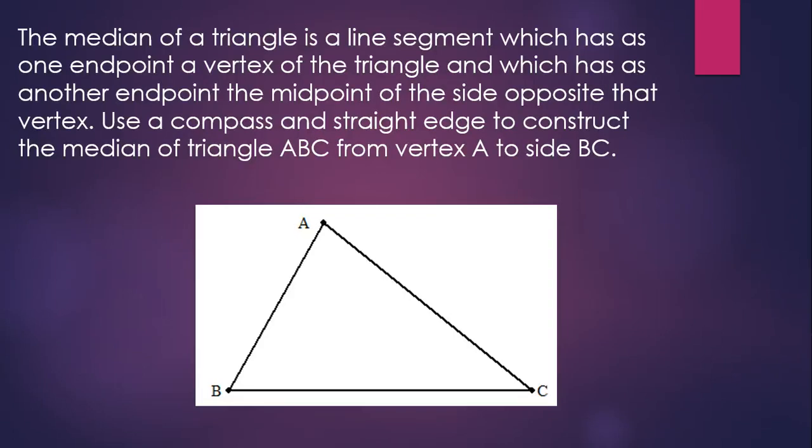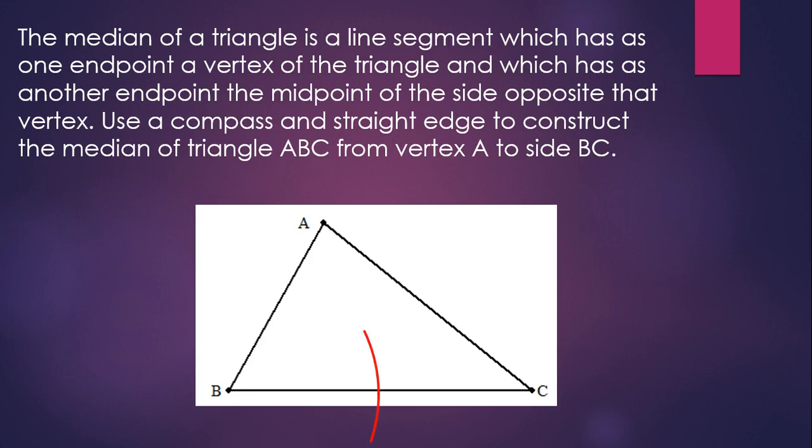The median of a triangle is a line segment which has as one endpoint a vertex of the triangle and which has as another endpoint the midpoint of the side opposite that vertex. Use a compass and straight edge to construct the median of the triangle ABC from vertex A to side BC. So the first thing we have to do in this construction is bisect line segment BC.